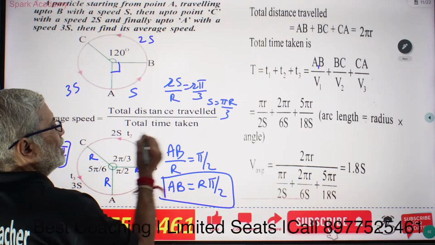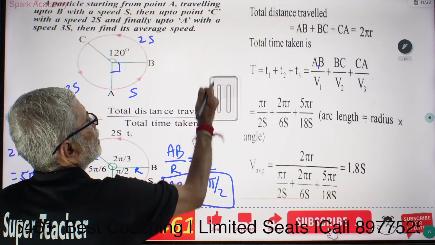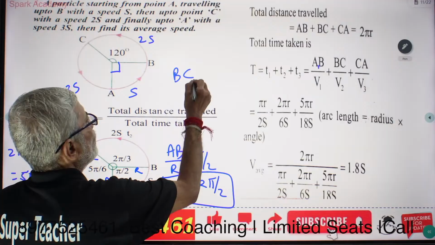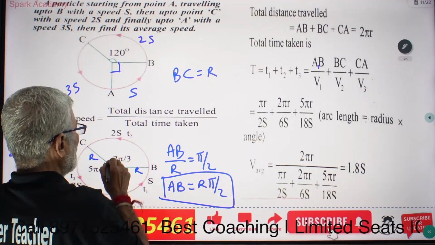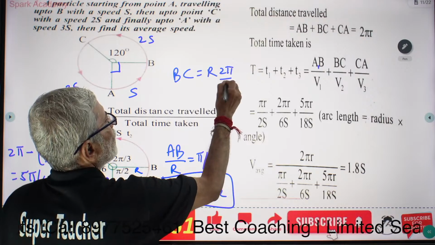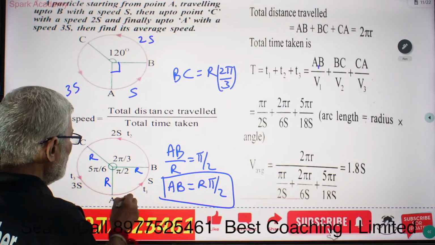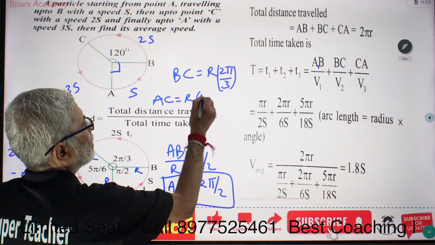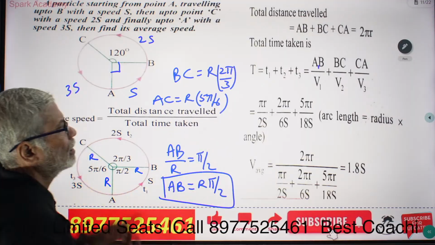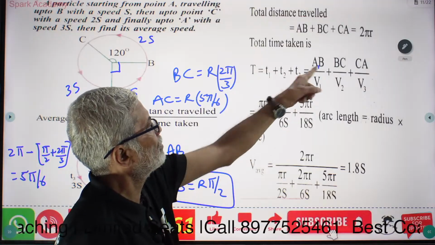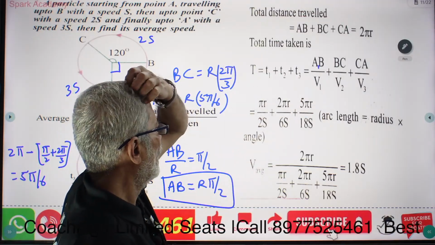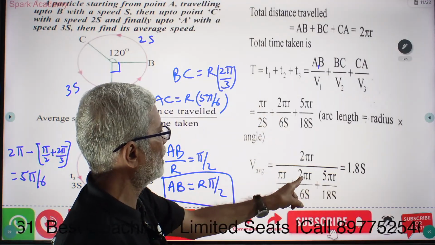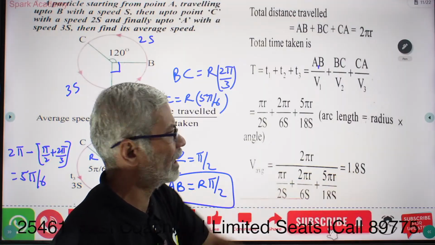Similarly, BC will be equal to R into this theta. Theta is 2 pi by 3. Similarly, AC will be equal to R into this angle 5 pi by 6. So all these AB, BC, CA you substitute there, it will be like this, and then you simplify. Total time is this. Pi R by 2S and so on, you simplify, you will be getting 1.8 seconds.